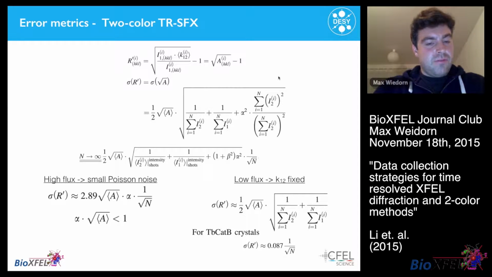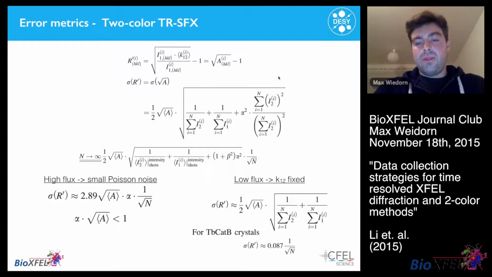And if we want to resolve a 20% change in the structure factor, so square root A is 1.2, then we can tolerate up to 80% error on our intensity fluctuation, and we are still smaller on the error. And therefore, we can safely assume that we need fewer patterns for the two-color high flux experiments than we would need for a standard SFX experiment, where we hit every crystal only once.